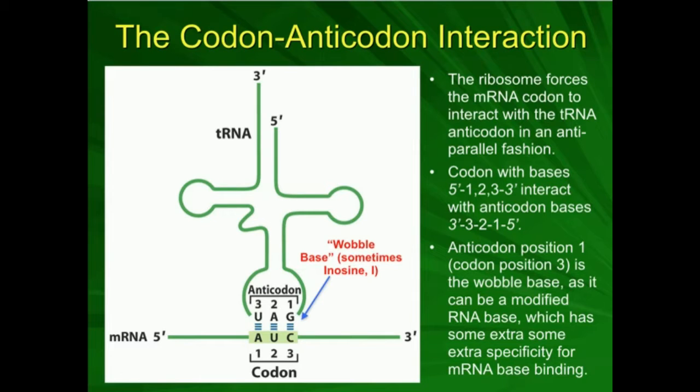All right, so far what we've seen is transcription. We've seen how the different RNAs are made. We looked specifically at mRNA, tRNA, and ribosomal RNA so far. Now we're going to start to get into translation.